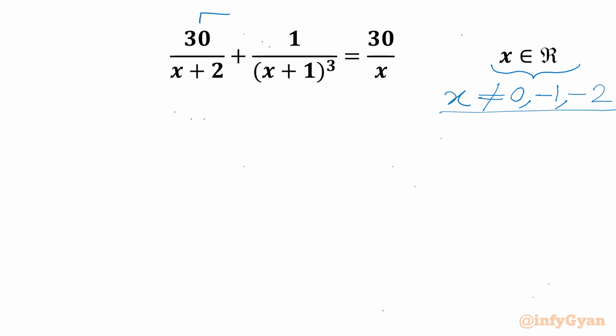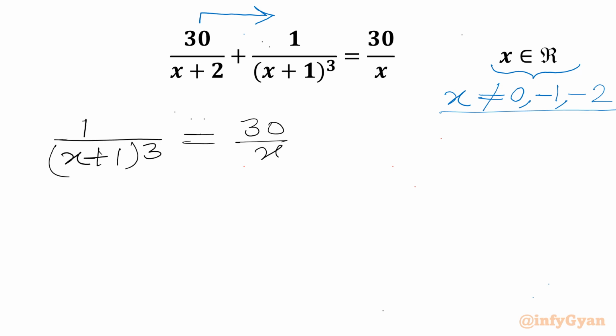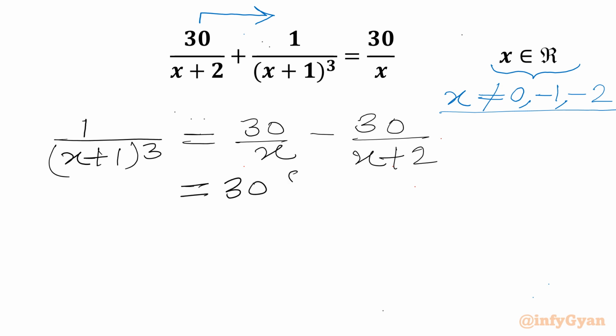Now I will take this term to the RHS. So we can write our equation as 1 over (x plus 1) whole cube equal to 30 over x minus 30 over x plus 2. Now 30 is common. So we will take 30 common out. In curly bracket we can write 1 over x minus 1 over x plus 2.